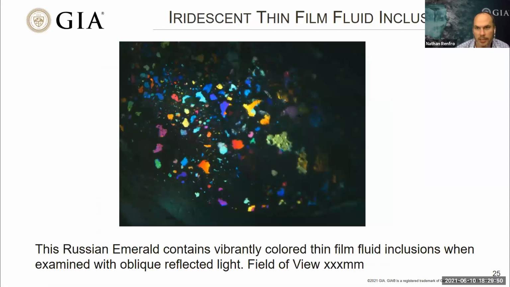You also have occasionally diagnostic inclusions, and in the case of Russian emeralds, you have these really colorful iridescent fluid inclusions that are oriented parallel to the basal plane. And when we see these types of inclusions, that's a strong indicator that we have a stone from Russia.